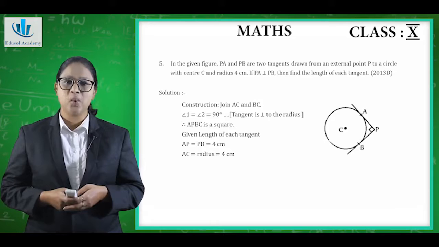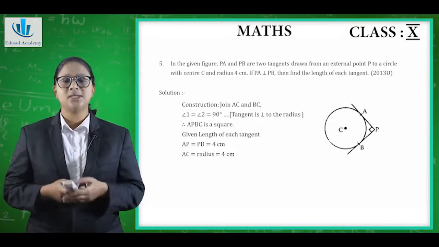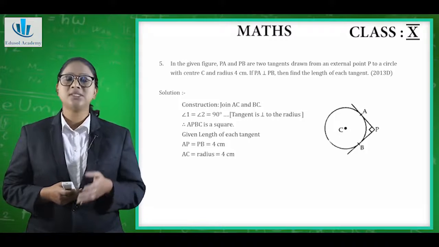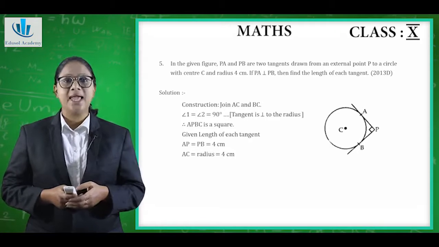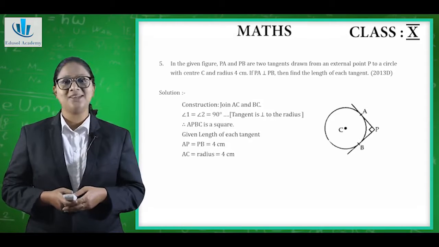So APBC is a square, and in the question it's given that the radius is 4 cm. So in a square, all the sides are equal. So all the sides will be 4 cm. Hence, we can prove that the tangents will also measure 4 cm each.